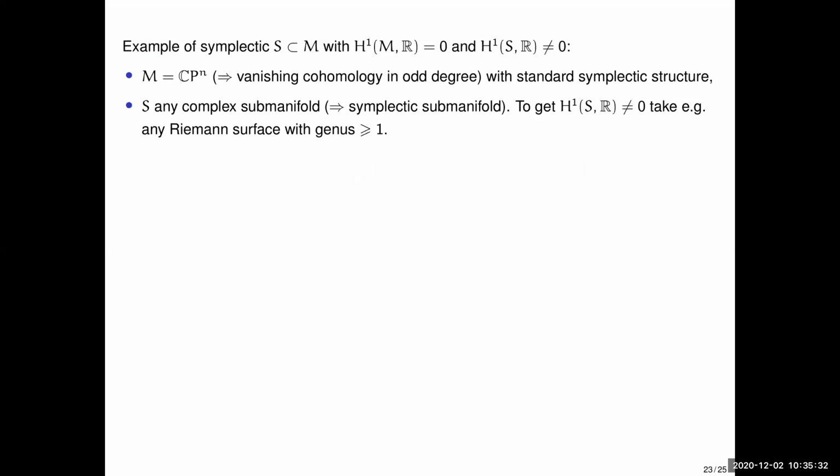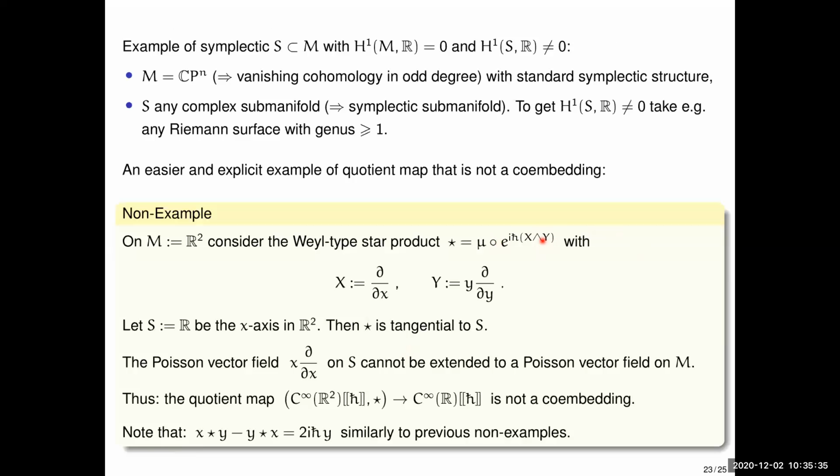And okay, in this case it is trivial because I have the exponential of something antisymmetric. And so now on the real line, you can always take the same counterexample. You take this kind of Euler vector field. This cannot be extended to a Poisson vector field on M. It is not difficult to check. You can explicitly compute everything. So since there is a Poisson vector field on S that cannot be extended to a Poisson vector field on M, the previous theorem tells you that you have a quotient algebra which is not a submanifold algebra.